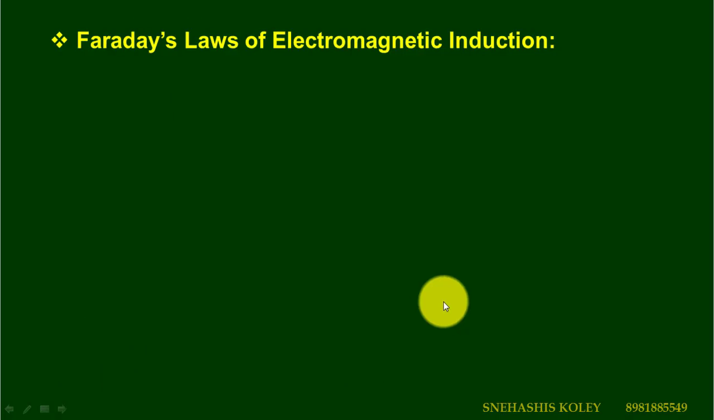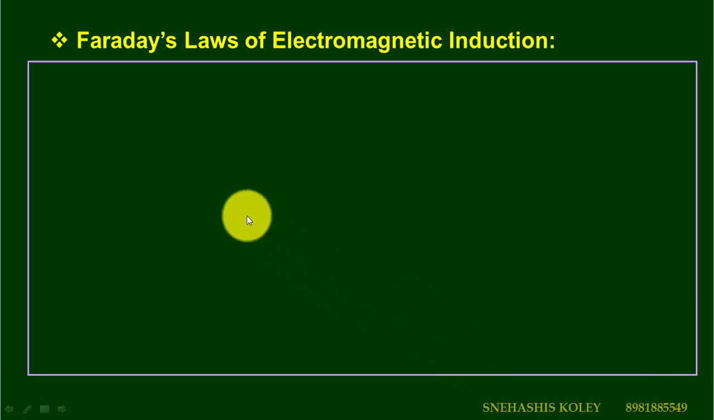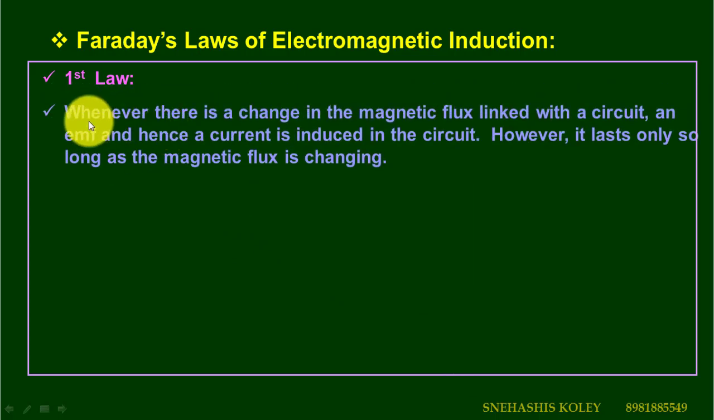Now, Faraday's laws of electromagnetic induction. From these two experiments, Faraday concluded these two laws. In the first law, he stated that with a change in the magnetic flux linked with a circuit, an EMF will be induced, and hence a current will be induced in the circuit also. However, it lasts only as long as the magnetic flux is changing.